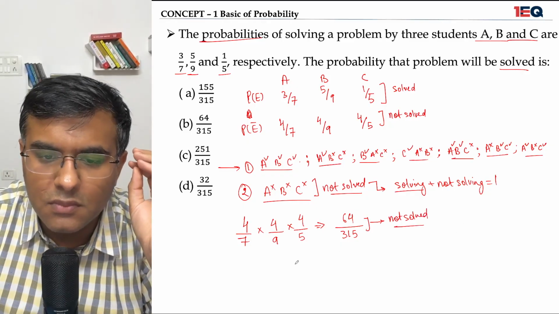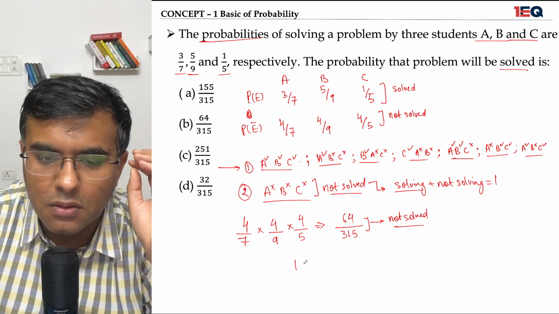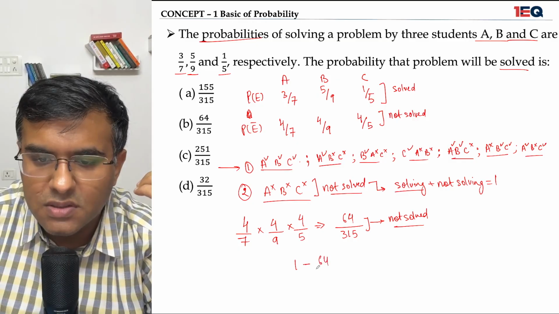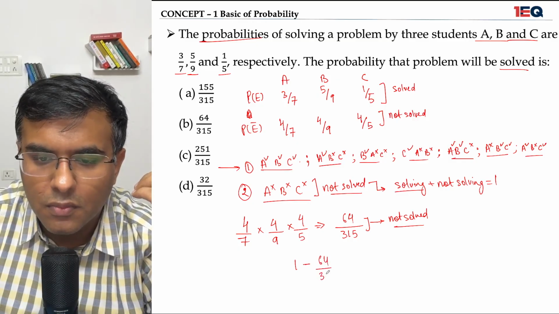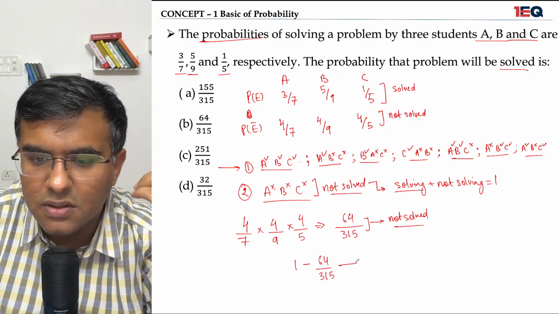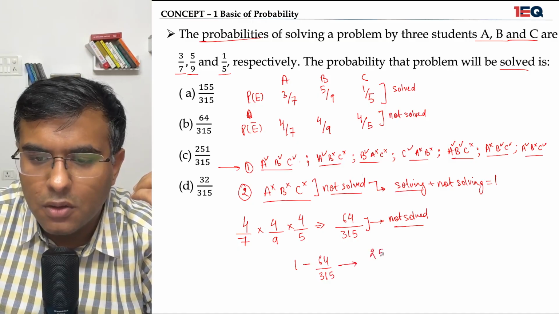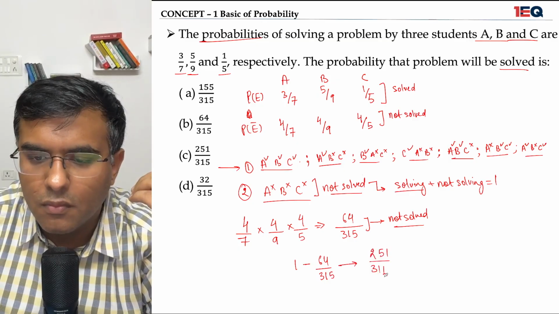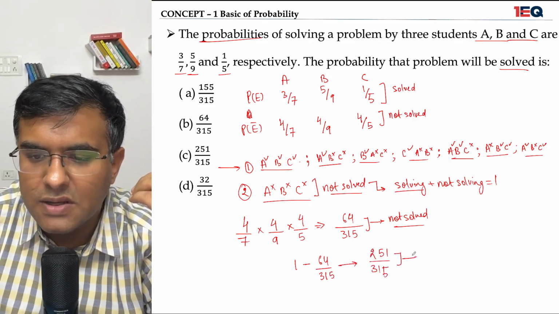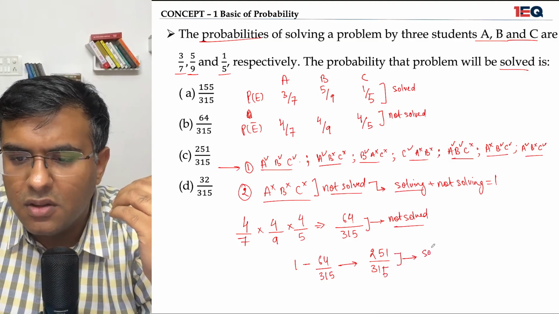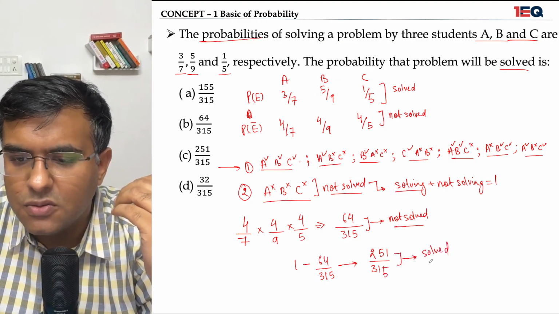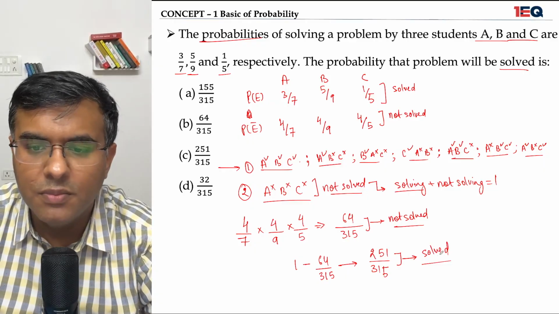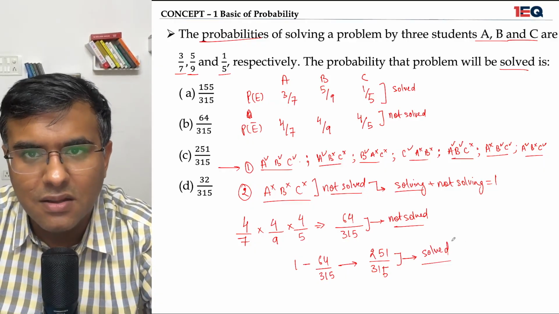But if I subtract this not solved from 1, 64 upon 315, my answer comes out to be 251 divided by 315. And this output is nothing but the problem being solved. This output is the probability that the problem is solved.